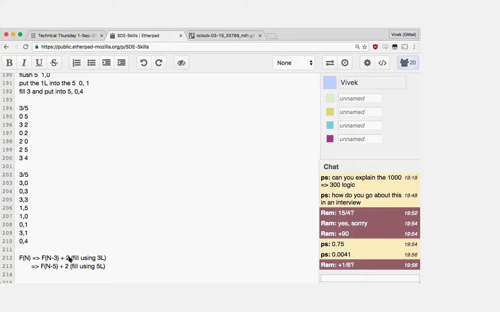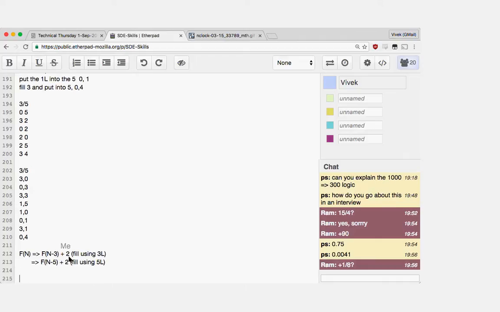So if I want to calculate f of 95, for example, what is the best way to fill 95 liters? How would you do it? It's tempting for you to say I will fill 90 liters using 18 times 5, right?